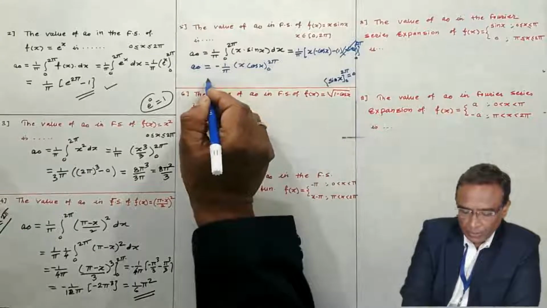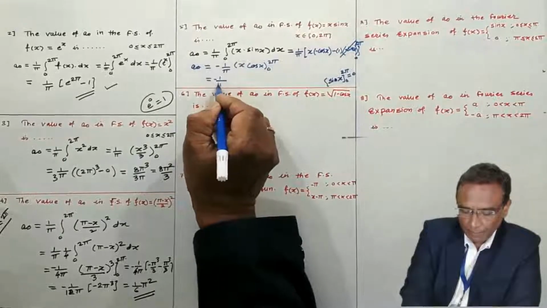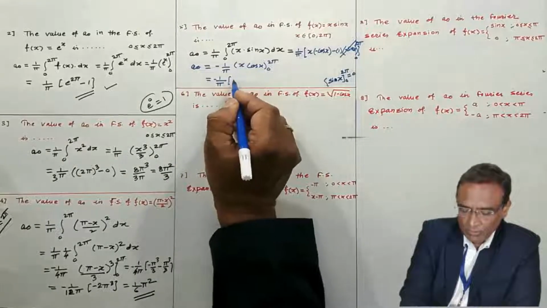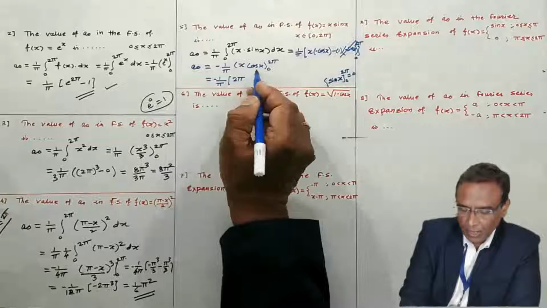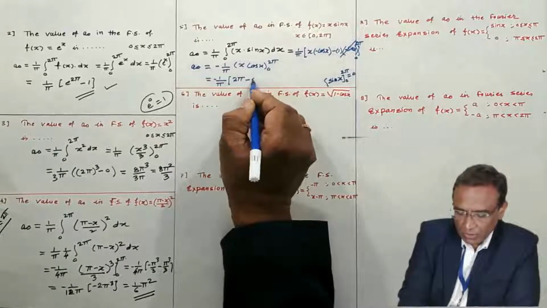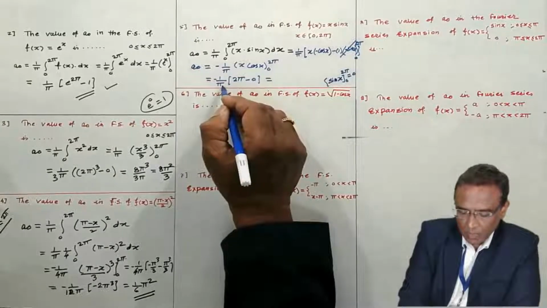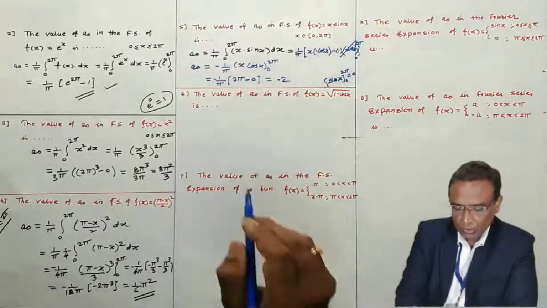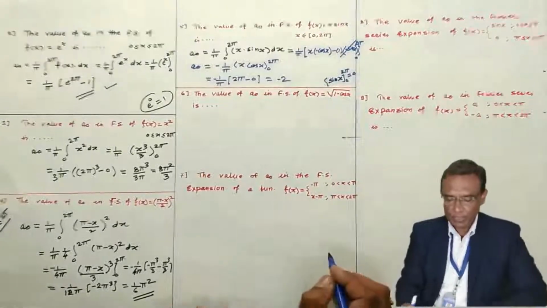To put upper limit and lower limit, minus 1 by pi, put x equal to 2 pi, and cos 2 pi is 1, minus put x equal to 0, it will be 0, and this pi gets cancelled, it is a minus 2. Minus 2 is the value of a0.